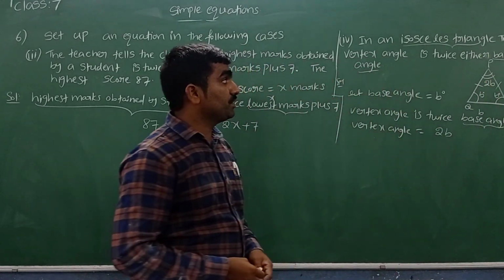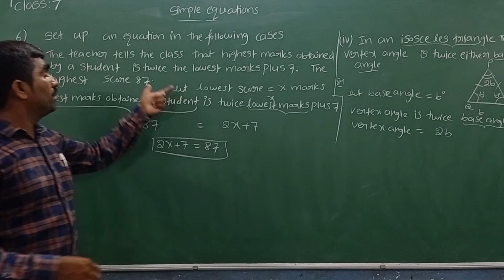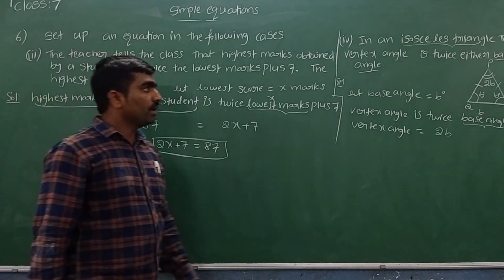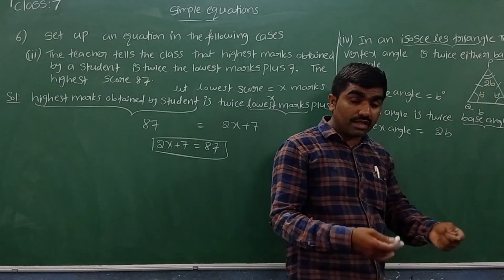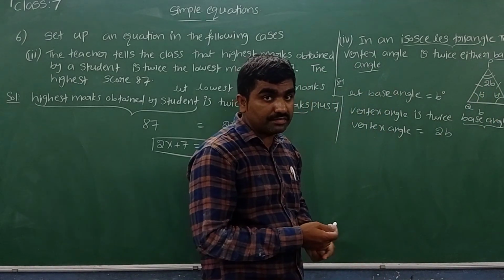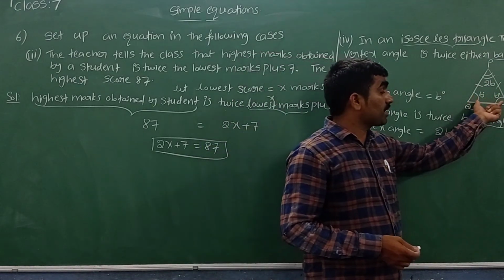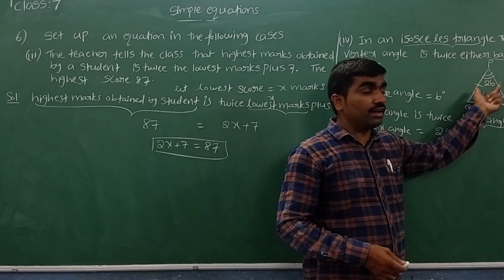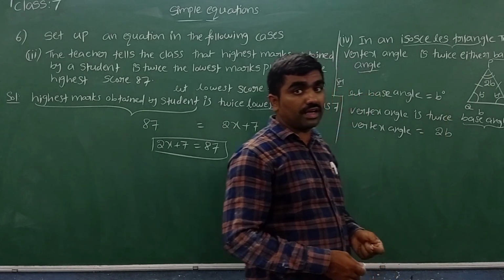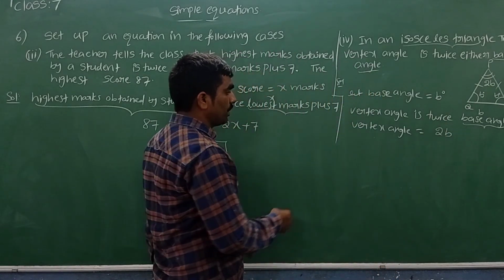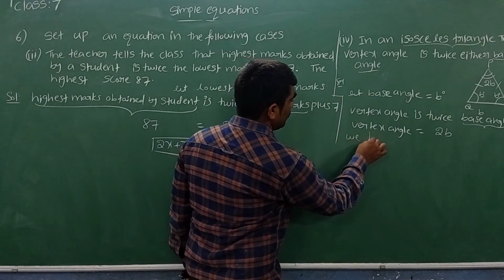Now with the help of this information, they are asking us to write an equation. Here the situation is about the angles of a triangle. Can you say any relation between the angles of a triangle? Yes, we have a condition about the angles of a triangle: the angle sum property of triangles. The sum of three angles of a triangle is equal to how much? 180. Yes, we'll write here.